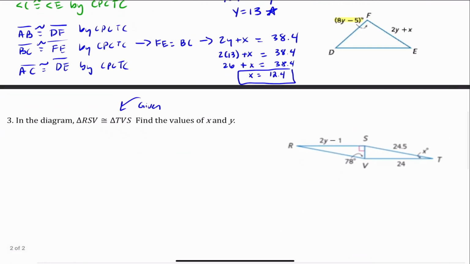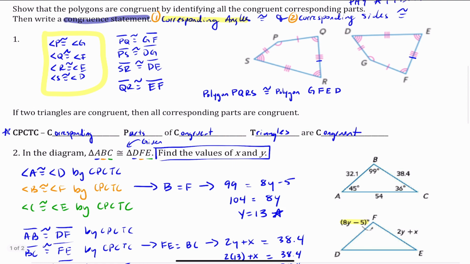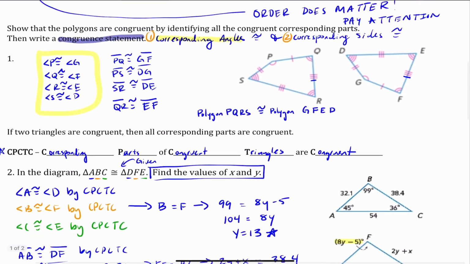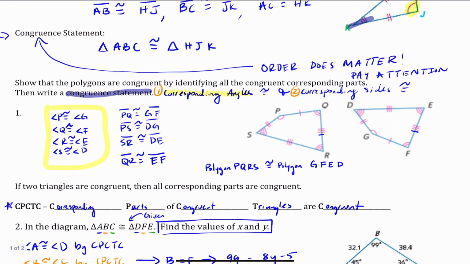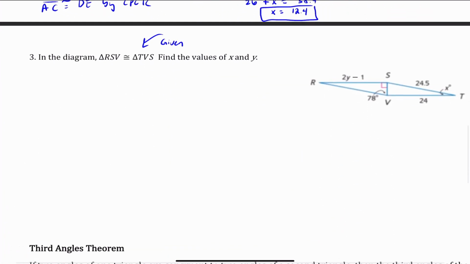And since you see that these two triangles are congruent, you can use the CPCTC rule. And that also applies to the polygons that we've talked about before, okay? If the polygons are congruent right off the bat, then you can use CPCTC. So what am I looking for? Well, first of all, we know that these two triangles are congruent, and now my goal here is to find the values of x and y. Okay, so let's go ahead and do that.